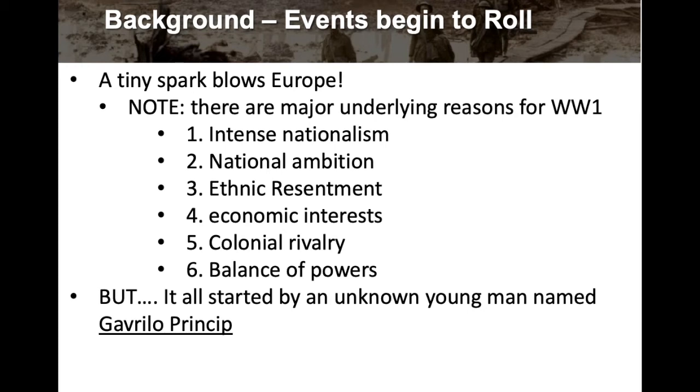That's why so many people mobilized to go to war. How could you go from early 19th century revolutionaries who hated their leaders to going to war for their leader in the early 20th century? It's this intense nationalism. There was national ambition. They wanted to show their might. They wanted to show their strength, national ambition.